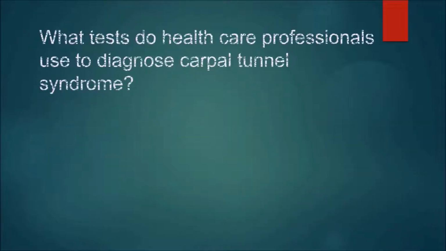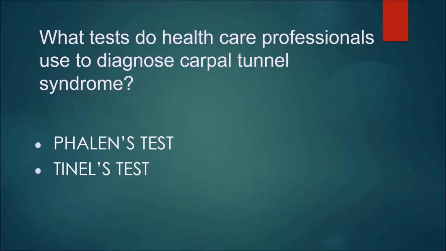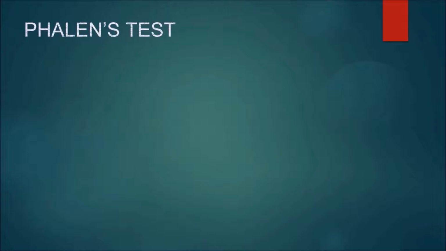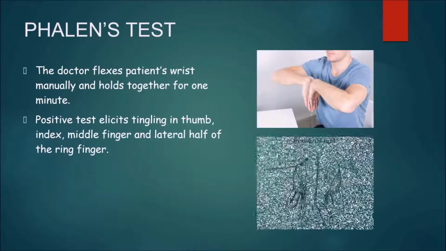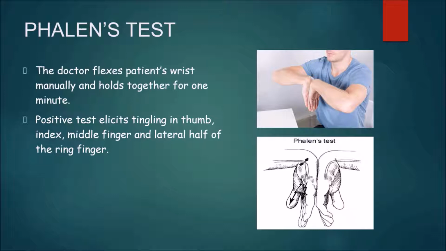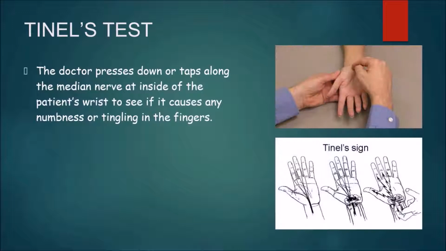There are two diagnostic tests for carpal tunnel syndrome, which are Phelan's test and Tinel's test. Phelan's test. The doctor flexes patient's wrist manually and holds together for 1 minute. Positive test elicits tingling in thumb, index, middle finger, and lateral half of the ring finger. As for Tinel's test, the doctor presses down or taps along the median nerve at inside of the patient's wrist to see if it causes any numbness or tingling in the fingers.